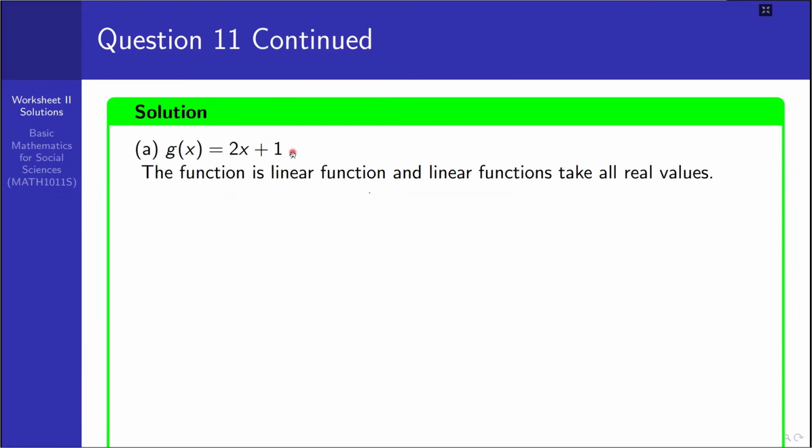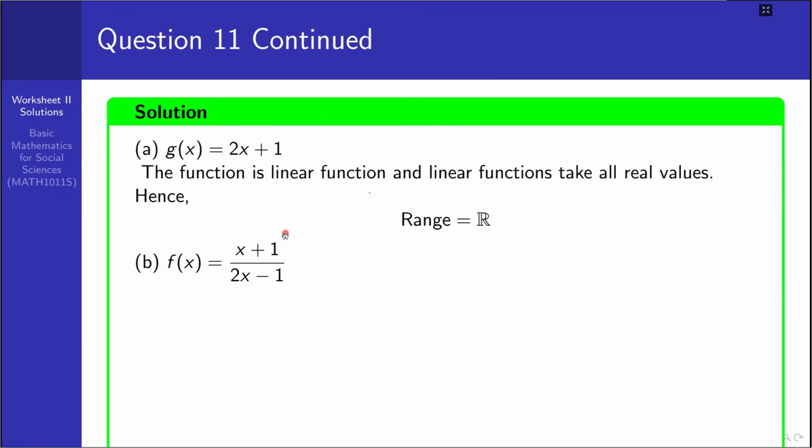Therefore, the function is a linear function, and linear functions take all real values, or they are one-to-one and onto functions. Therefore, the range is the set of real numbers, since every real number is an image of at least one real number within the domain of the given function, as it is a strictly increasing function. B, f of x equal to x plus 1 over 2x minus 1 is given.